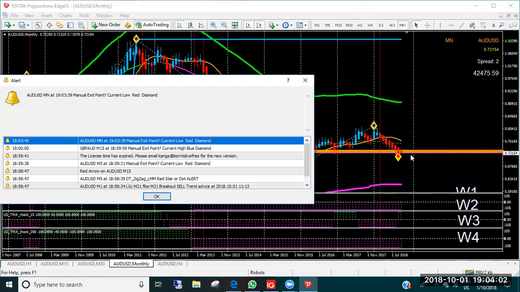Basically it prompts you, if you are in a trade, to decide whether you need to manually exit the trade. A red diamond with a dotted white line suggests yes, if you were in that sell trade. So the wording will now be manual exit point, question mark, current low.